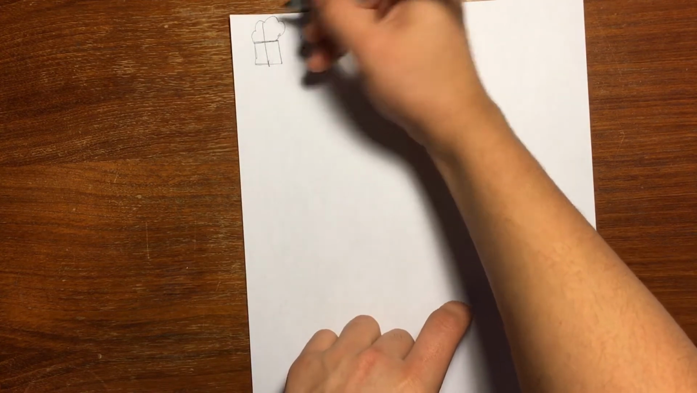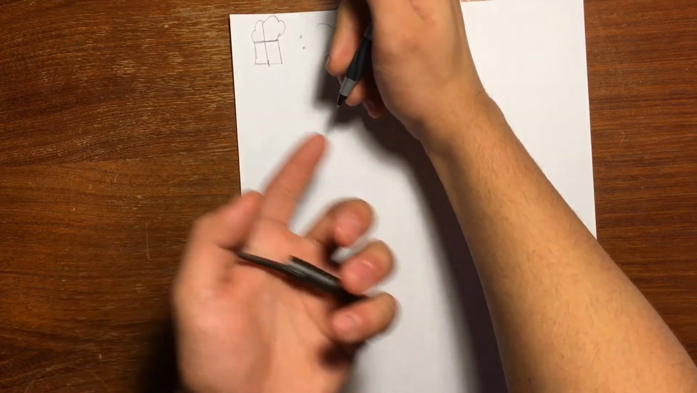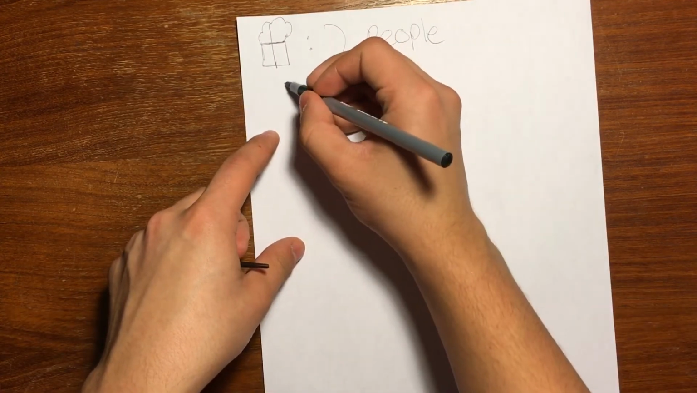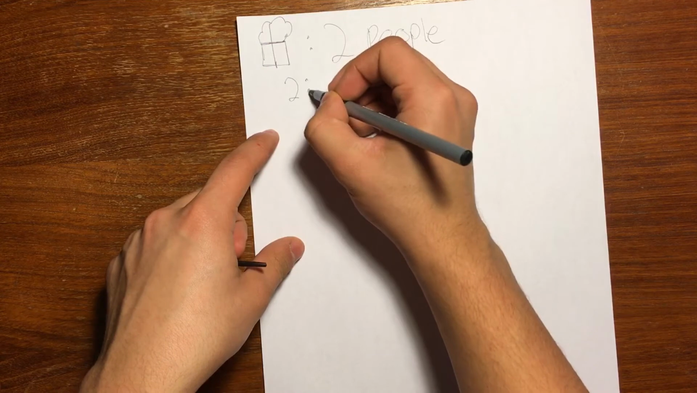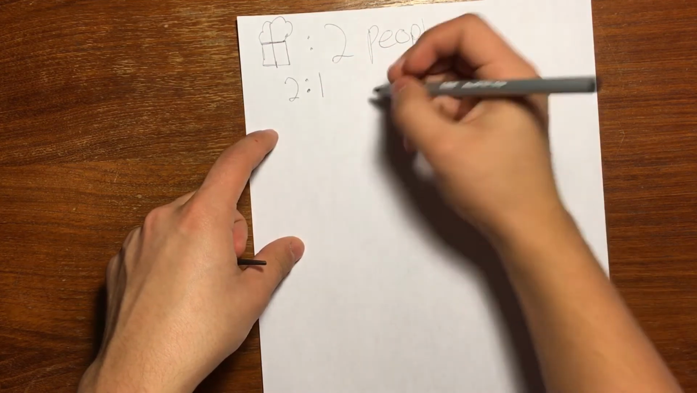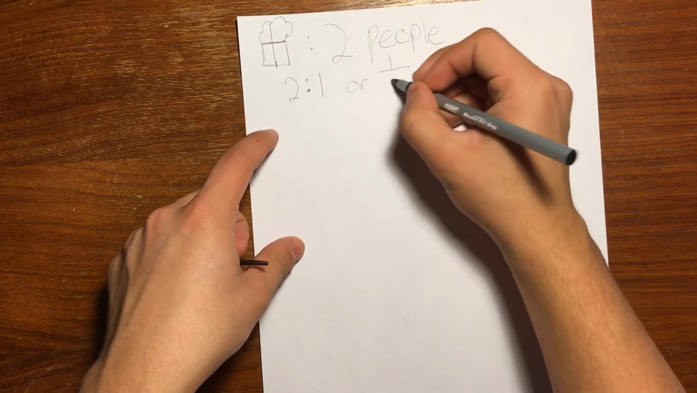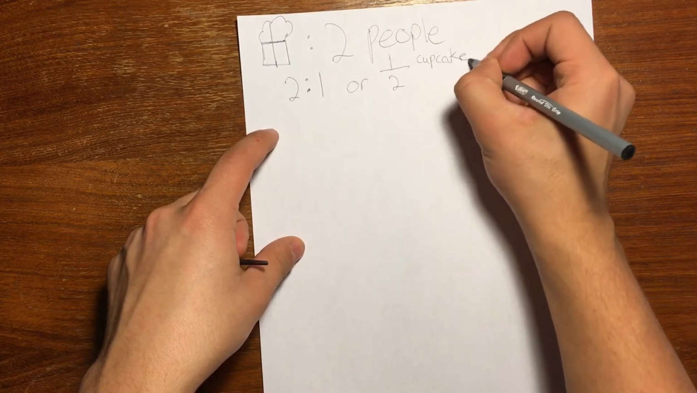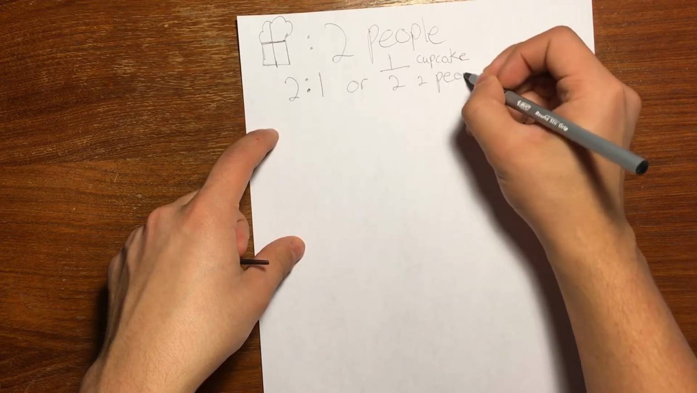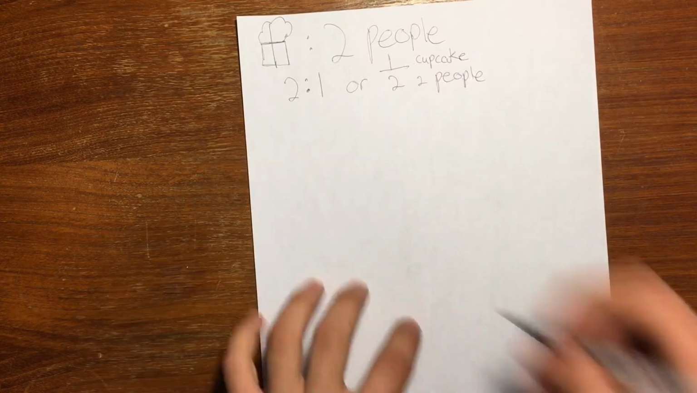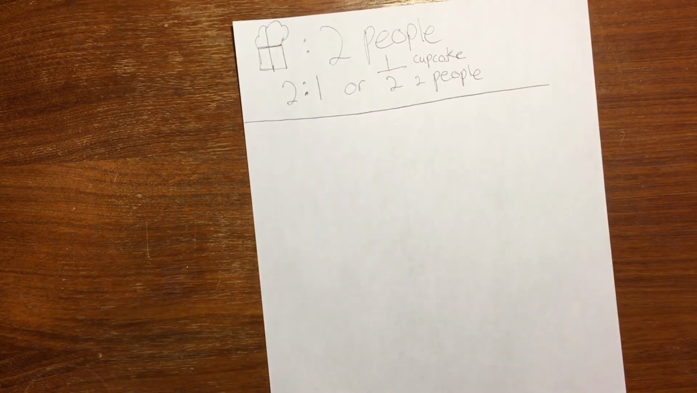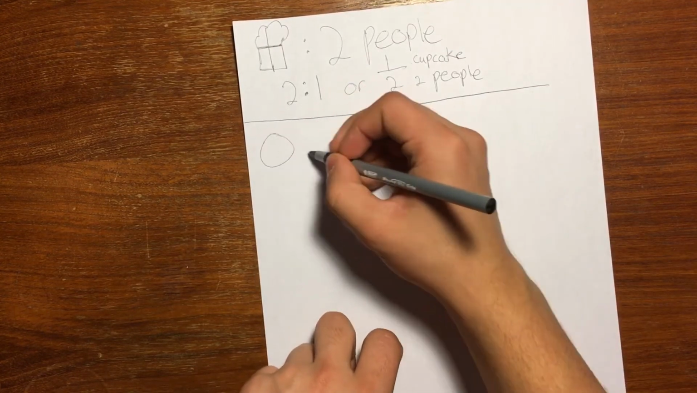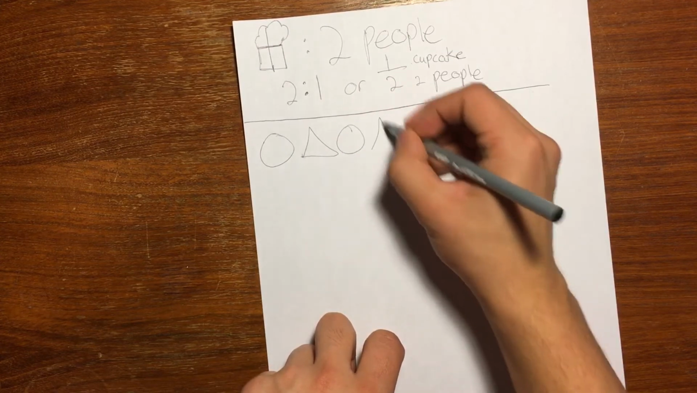So they would have to split it in half, one half for each. It would be shown like this. And also it can be shown by this. So it'd be one cupcake, two people.